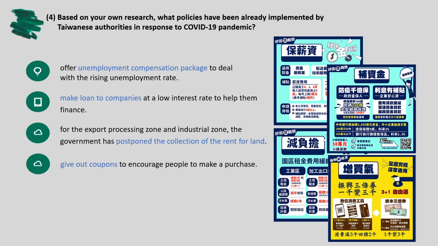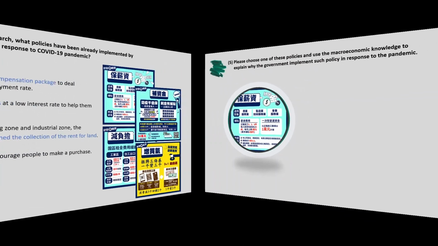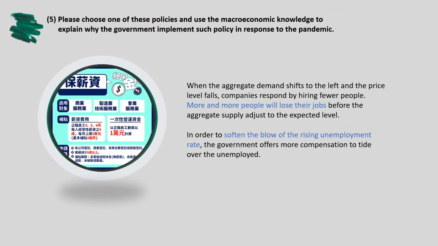So let's focus on the unemployment compensation package. Remember that when the aggregate demand curve shifts to the left, with the price level falling, companies respond by hiring fewer people. More and more people will lose their jobs before the aggregate supply adjusts to the expected level. In order to soften the blow of the rising unemployment rate, the government offers more unemployment compensation for the employees and employers. Of course, there are some criteria for the applicants.